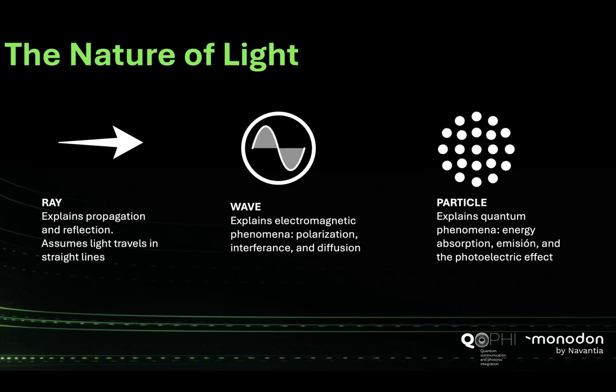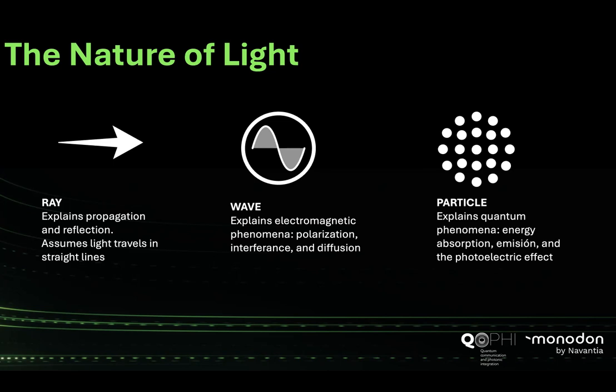Second, there is a wave model. In this case, light behaves like a wave, similar to ripples in water. This allows us to explain more complex phenomena like interference, diffraction, and polarization. These effects are essential in many optical technologies. And finally, there's the particle model, where light is made up of tiny packets of energy called photons. This model explains quantum-level interactions like how light can transfer energy to electrons in the photoelectric effect.